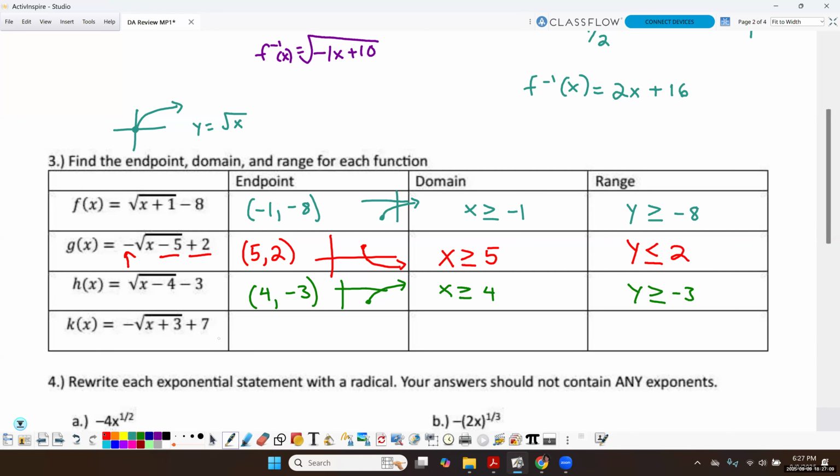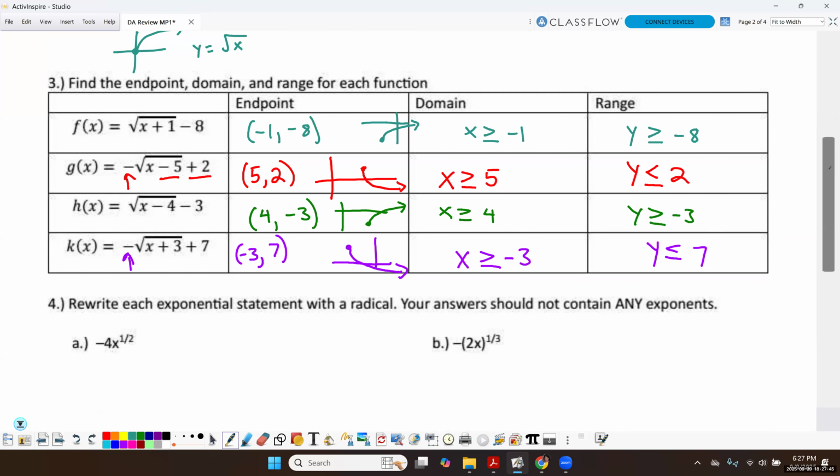Okay, I see this graph goes left 3 and up 7. And it also has a reflection. So it's going to go left and up. So here's my endpoint, left and up. And I know this is -3, 7, which obviously is not to scale. And it reflects, so it's going to come down like this. My domain is going to be everything greater than or equal to -3. And my range will be everything less than or equal to 7.